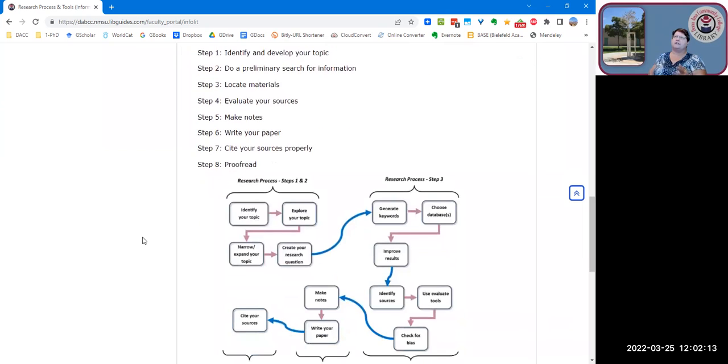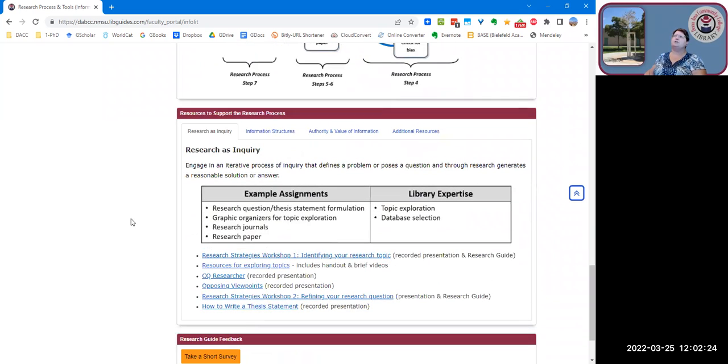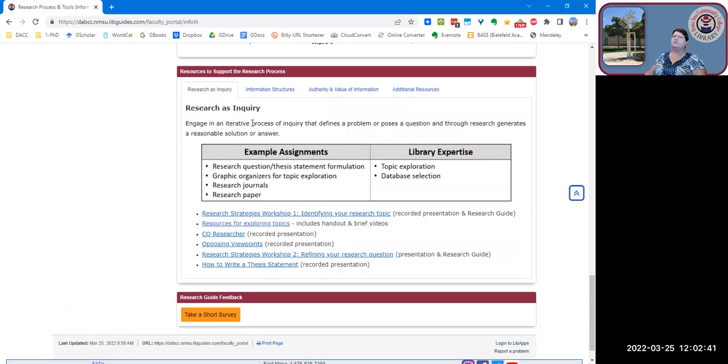But we have a process that has been set up that shows the students what steps they need to go through in order to complete a research assignment. And then we have resources to support based upon those 3 areas, those component skills. And I've copied again what is up there in that table for each one of these. But this is the definition of research as inquiry. These are some of the example assignments and our library expertise. And then here are some sources here that you could possibly include in your class.